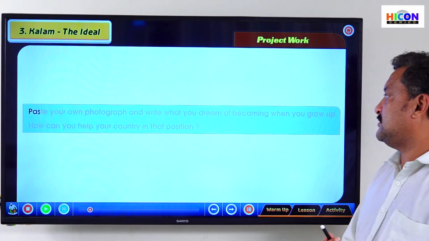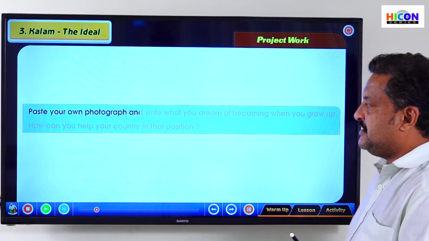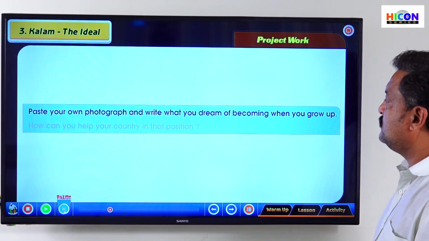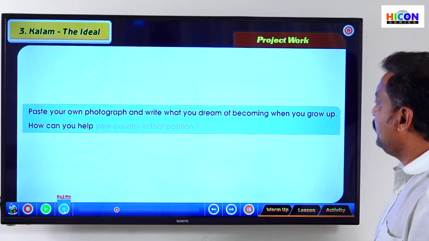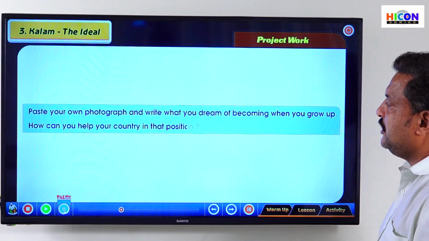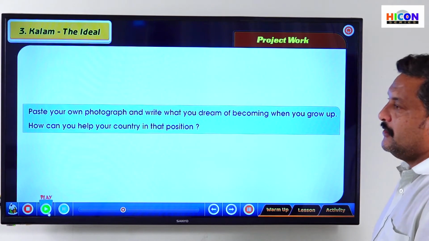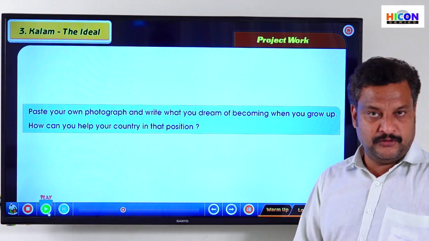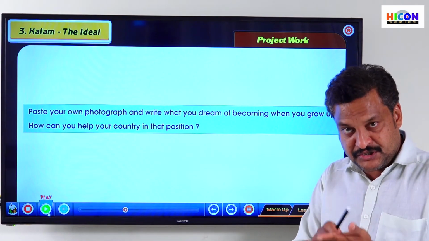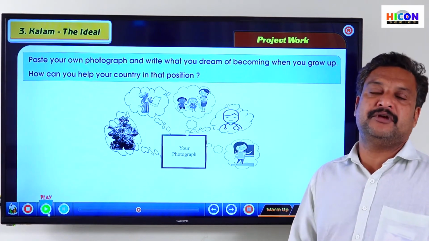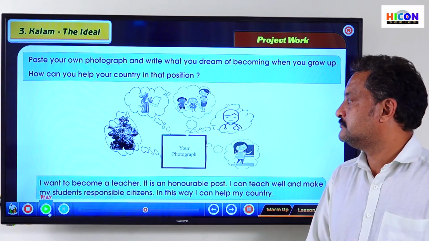Project work. Paste your own photograph and write what you dream of becoming when you grow up. How can you help your country in that position? So take a photograph of yourself, paste it on a sheet of paper, and write what you would like to become in your future.